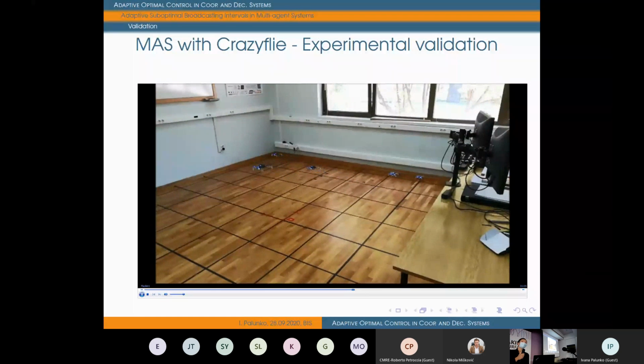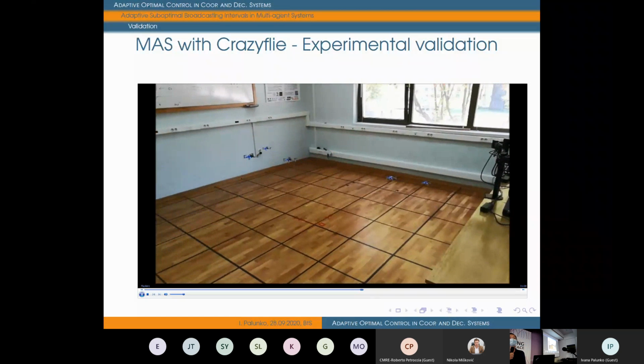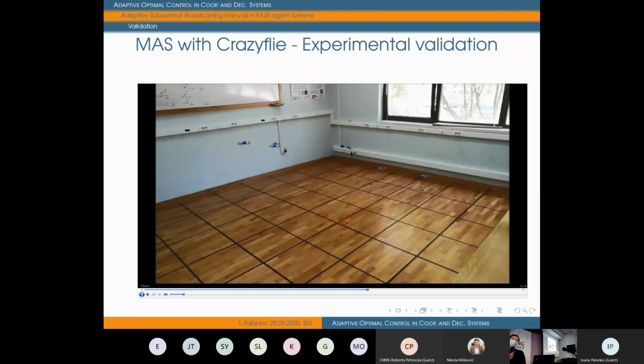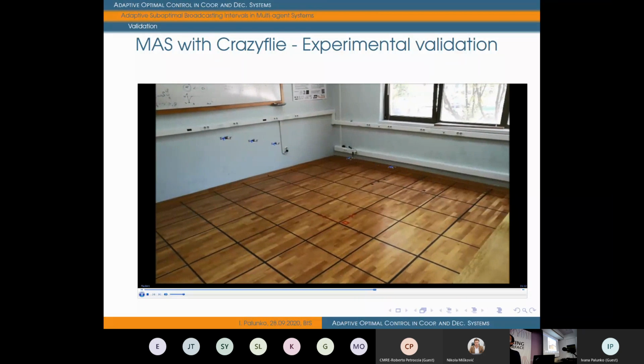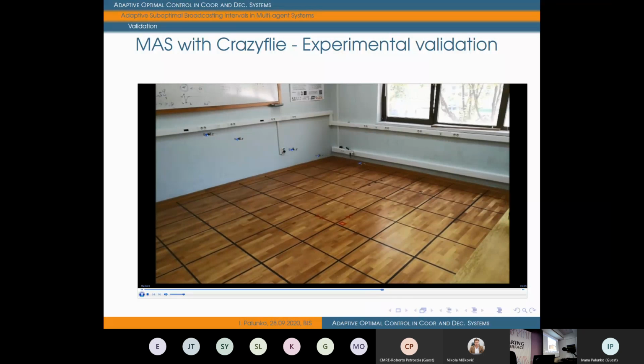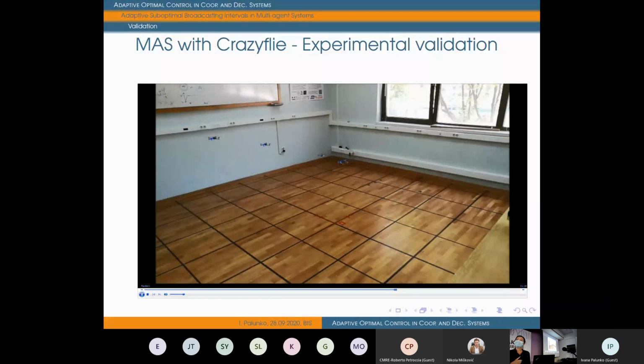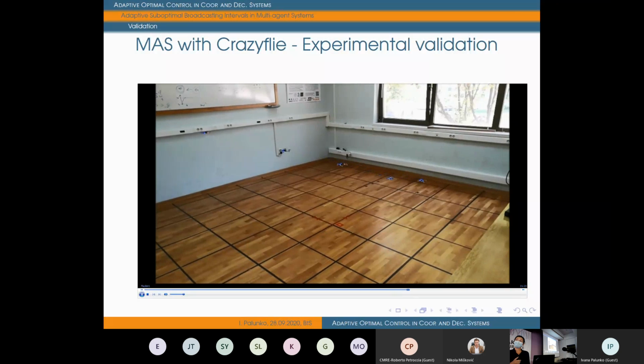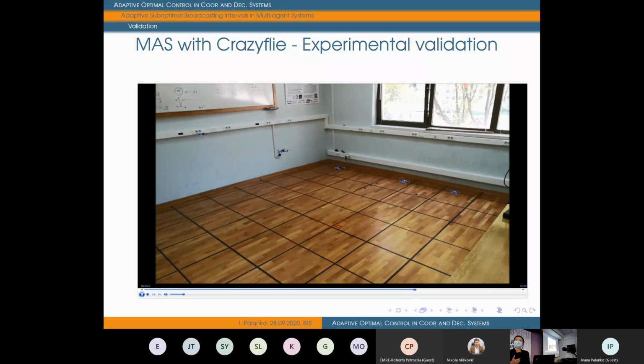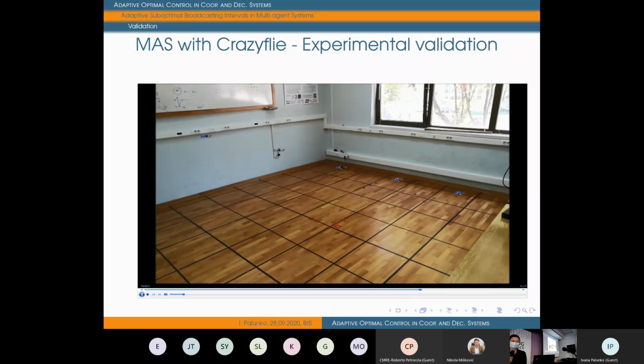Do we have more questions? So what are your scenarios? What kind of applications are you envisioning? Here you have this, it says swarm formation control. Do you have some other applications in mind?